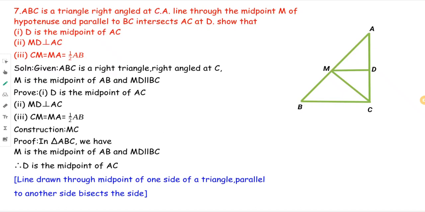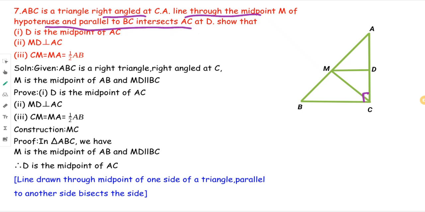Continuing with question number 7. ABC is a triangle right angled at C. Remember, this means angle C is equal to 90 degrees, right? A line through the midpoint M of the hypotenuse and parallel to BC intersects AC at D.